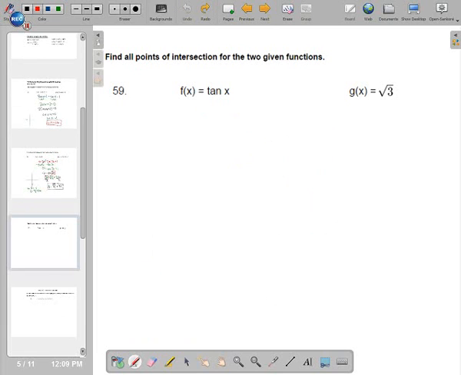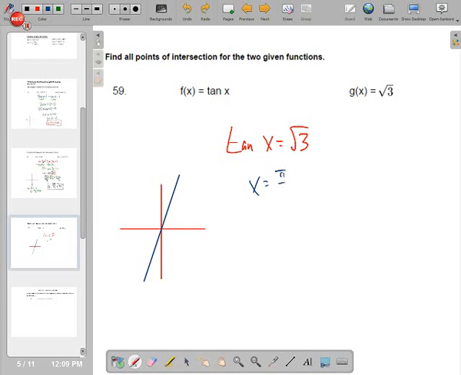Let's try another one. This one's actually pretty easy. The tangent of x equals radical 3. Well, that's one we should just have memorized. You should know that the tangent of x is radical 3 when you have a 60-degree reference angle. So 60-degree reference angle looks like that. That happens at pi over 3, and then again at 4 pi over 3, which I'll just say plus pi n. So that's the solutions for that one. So we didn't need to do a substitution there.